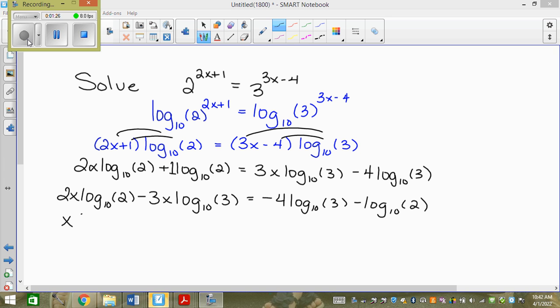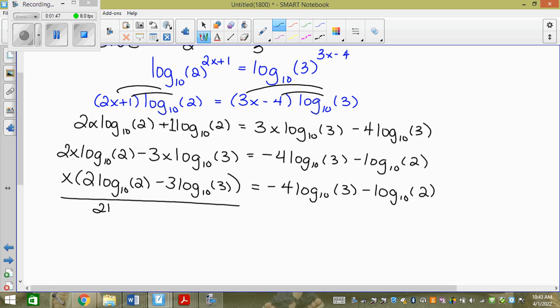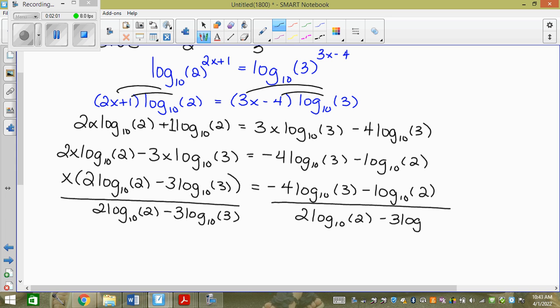Take out an x. We're left with 2 log base 10 of 2 minus 3 log base 10 of 3. This just stays the same. And then we divide by 2 log base 10 of 2 minus 3 log base 10 of 3. They say for exact values you could just leave it like this. But to the nearest hundredth, what did you get? 2.66?